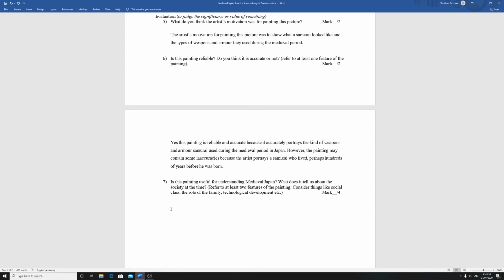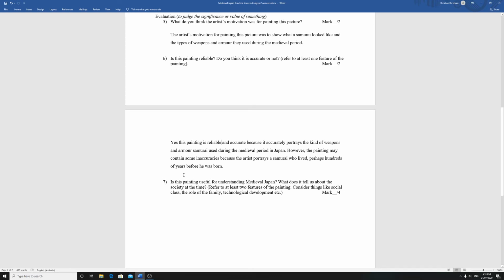Now, if I'm going to argue that it is not useful, I don't just write, this painting is not useful for understanding medieval Japan, and then put a full stop, and that's the end of my response. No, that is incorrect. This final question, number 7, and this is often the case when you're analysing sources, the final question often asks you for an extended response, and I should be writing for this because if I look at the mark here, it's out of 4 marks. Sometimes a question like this will say you need to have a minimum of 100 words. So I need to have an extended response here, and just having a 1-sentence answer that says, no, this painting is not useful for understanding medieval Japan, well, I'm not going to get my full marks.